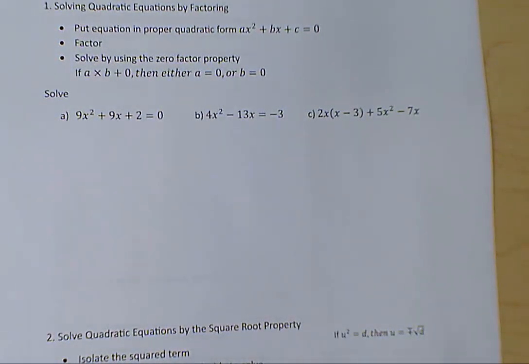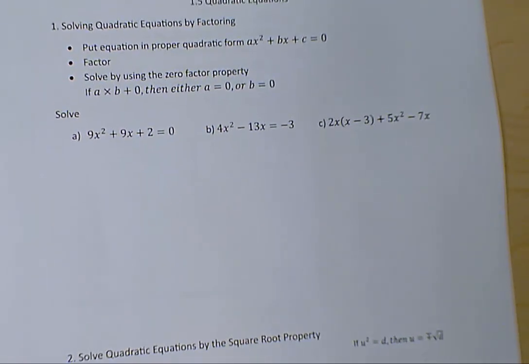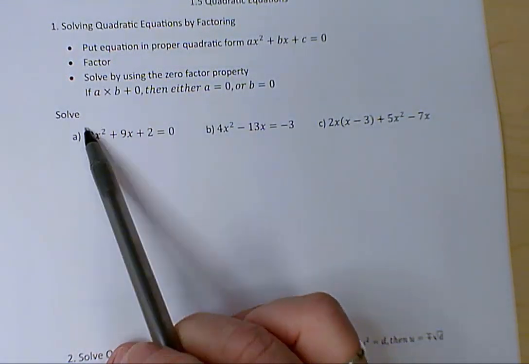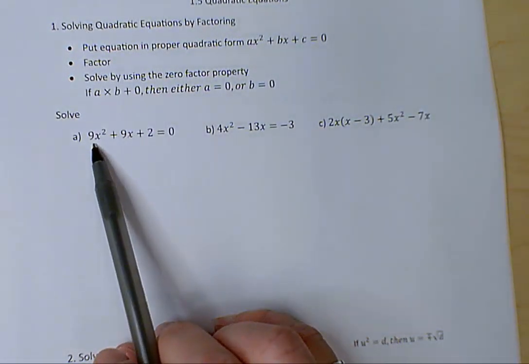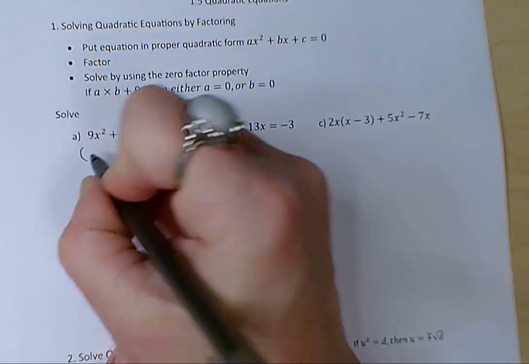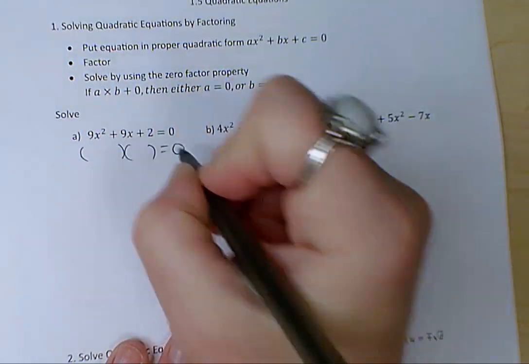Now, jumping right into the first example, example A: 9x squared plus 9x plus 2 is equal to 0. So we're going to solve this by factoring. Whenever you approach a factoring problem, always check to see, is there a greatest common factor? Sometimes there is, sometimes there is not. This one does not have a GCF, so when it comes to factoring a trinomial where the leading coefficient is not a 1, I use what is called no-fuss factoring.